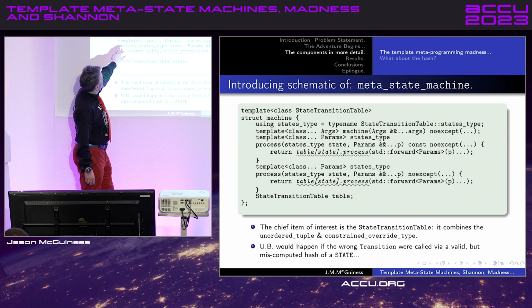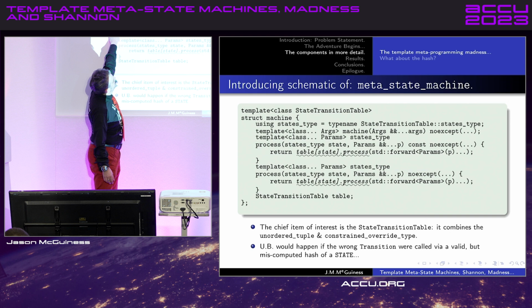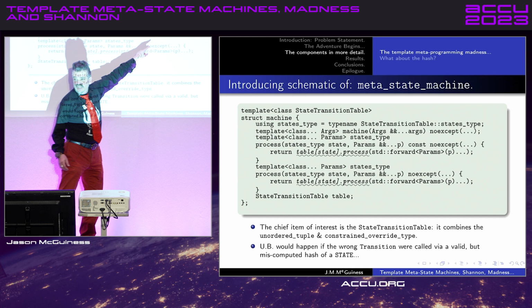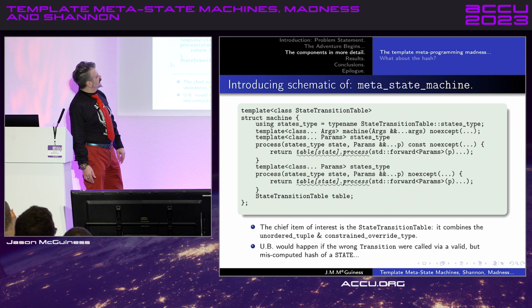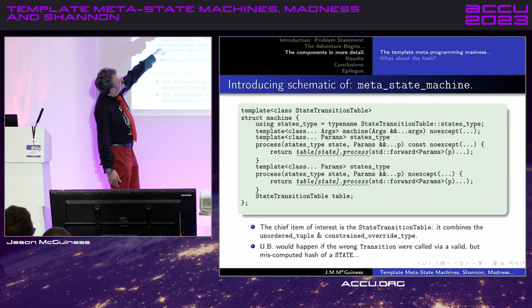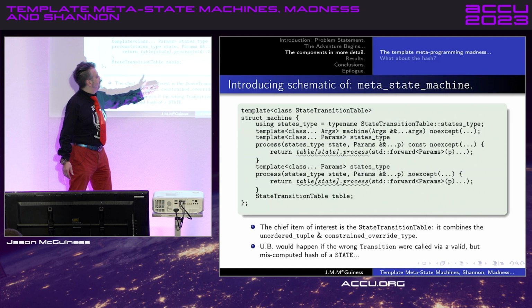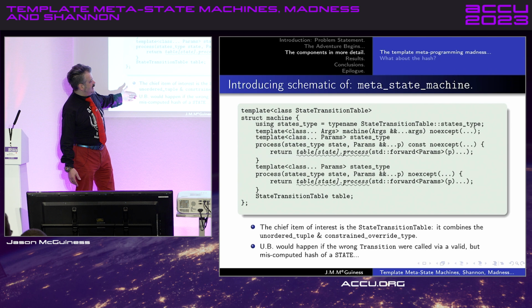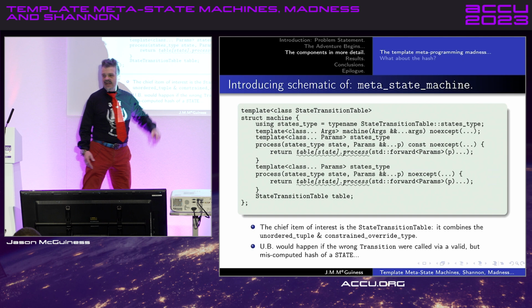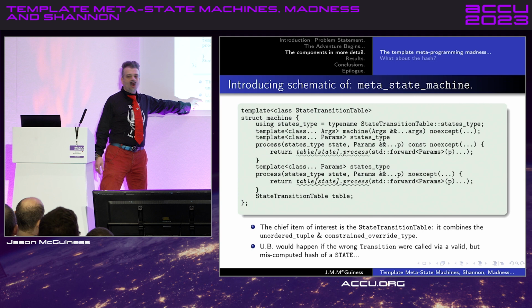Here we have the mythical process method. See? Table, state, process. Forward the parameters perfectly. Lovely. Look at it. It just works nicely, doesn't it? Here we have the table that we can call, that we've carefully created using our unordered tuples and so forth. How simple is that? You see, the state transitions table combines the unordered tuple and constrained override types. And as I said, if you have your transition and you hash your state and you get them slightly wrong, woe betide you.